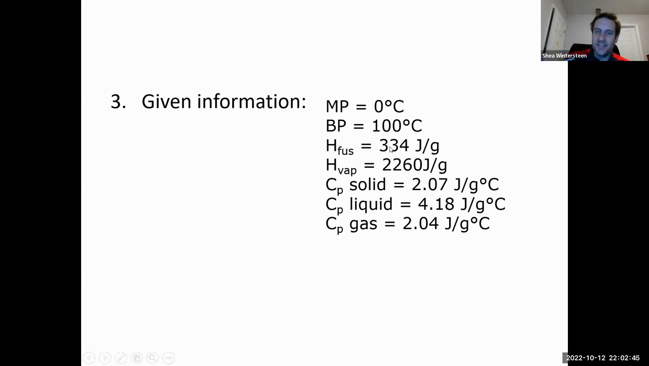And then we've got the heat of fusion value, which is like the specific heat for the melting. The heat of vaporization is like the specific heat for the vaporizing or boiling. And then you've got the specific heats of the solid, liquid, and gas phases, because those have got to be given to you.